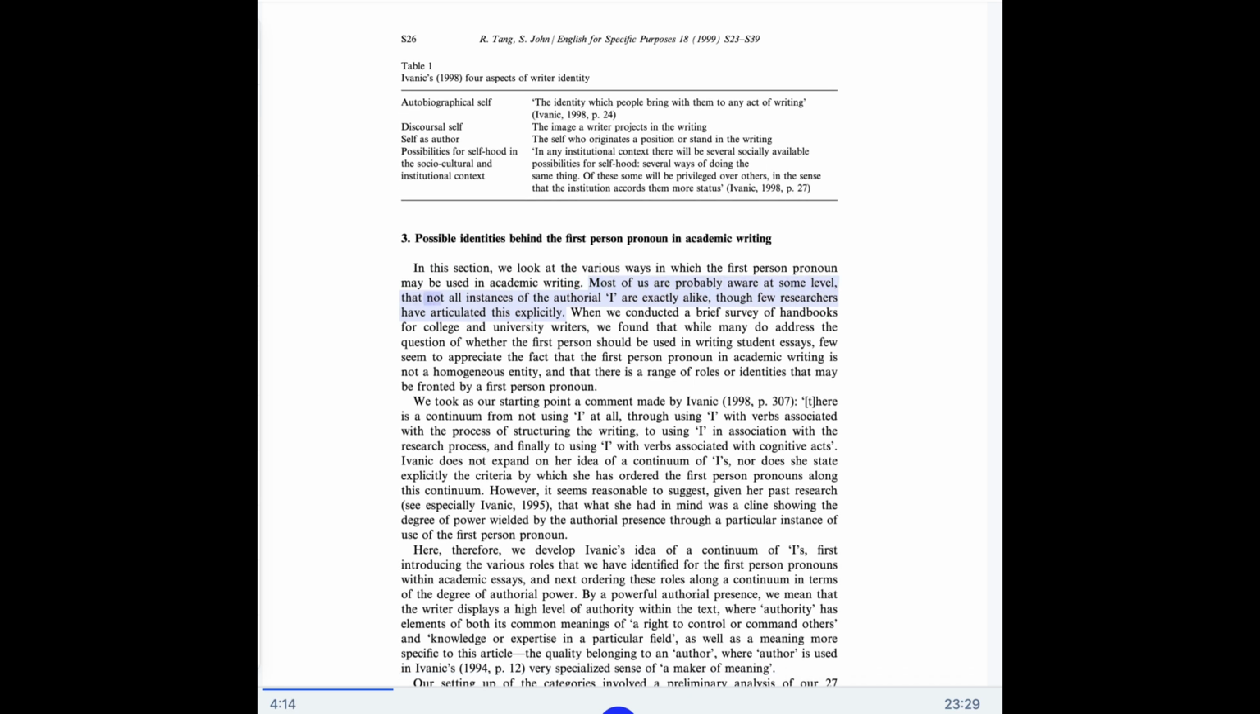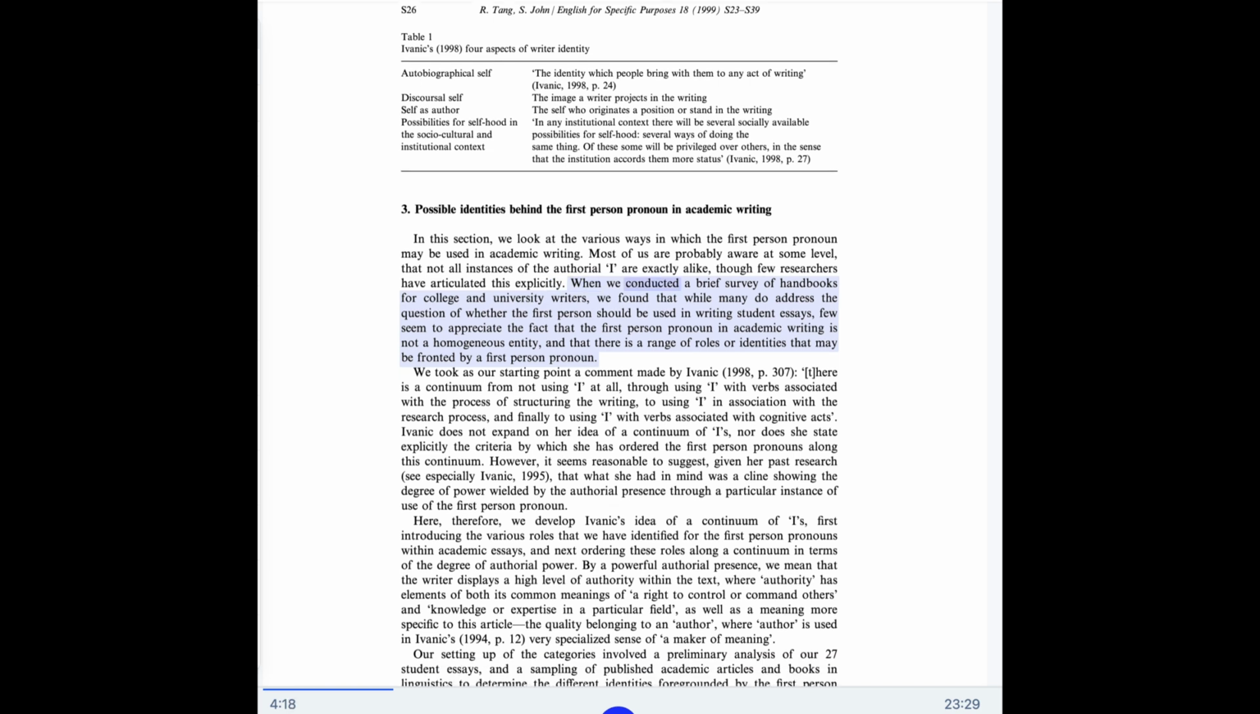probably aware at some level that not all instances of the authorial I are exactly alike, though few researchers have articulated this explicitly. When we conducted a brief survey of handbooks for college and university writers, we found that while many do address the question of whether the first person should be used in writing student essays, few seem to appreciate the fact that the first person pronoun in academic writing is not a homogeneous entity, and that there is a range of roles or identities that may be fronted by the first person pronoun.